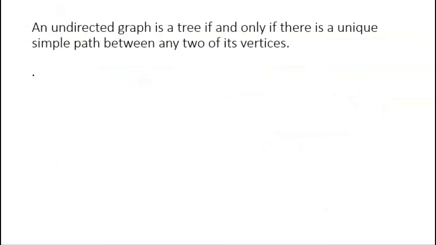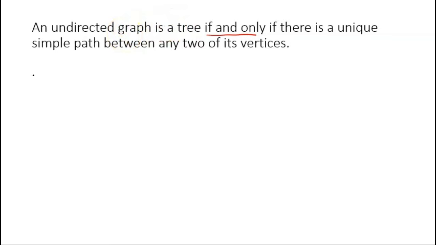There is a very important theorem related to tree, and it is known as: an undirected graph is a tree if and only if there is a unique simple path between any two of its vertices. And it means what? That if I am saying that an undirected graph is tree, then we can conclude that there is a unique simple path between any two of its vertices. Or if I say that there is a unique simple path between any two of its vertices, then we can conclude that this is a tree, right?